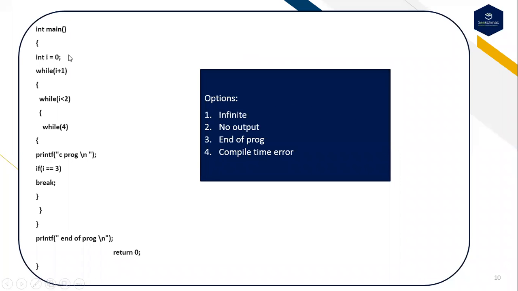I will go for the next question. int main, int i = 0, and while (i + 1). Again inside, one more while loop is there: while (i < 2). Again inside, one more while loop is there: while (4). Here I'm trying to display "C program". Then if i is equal to 3, if that happens, I'm putting the break keyword over here. At the end I'm trying to display "end of the program". Now predict the output of this code.